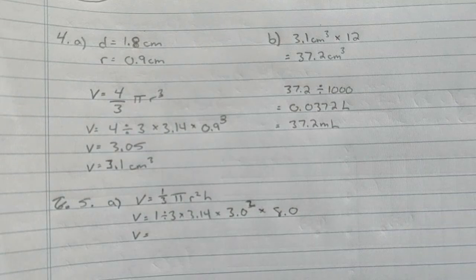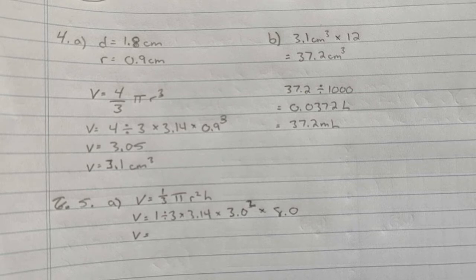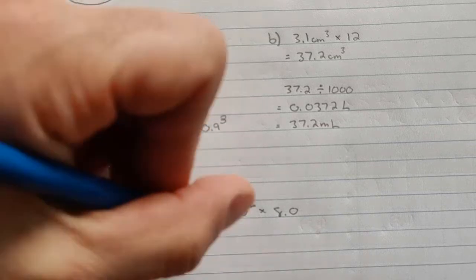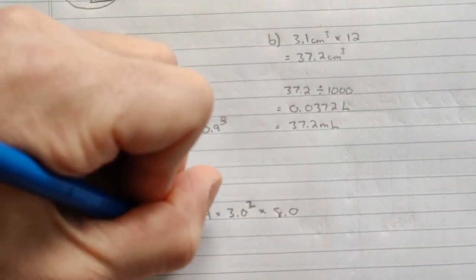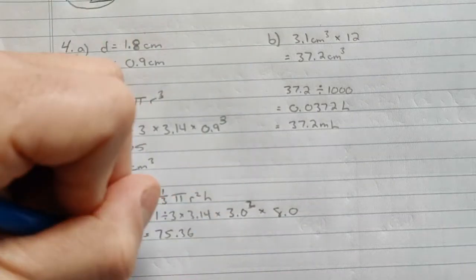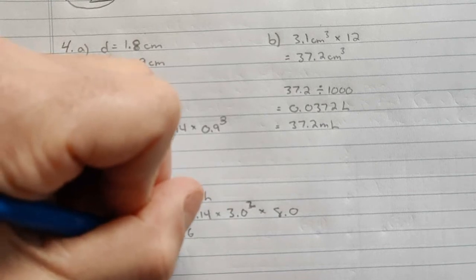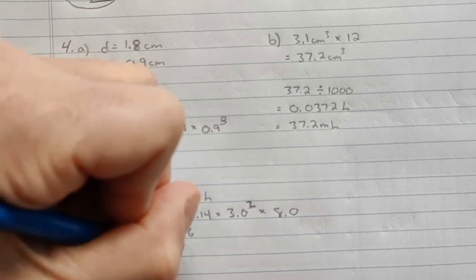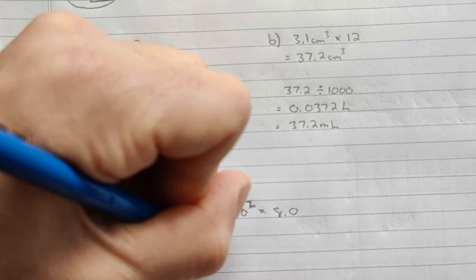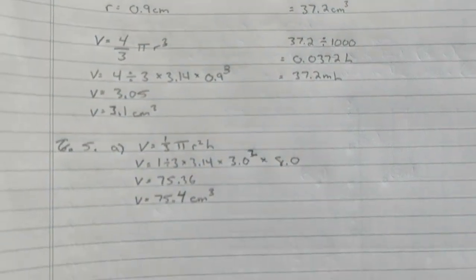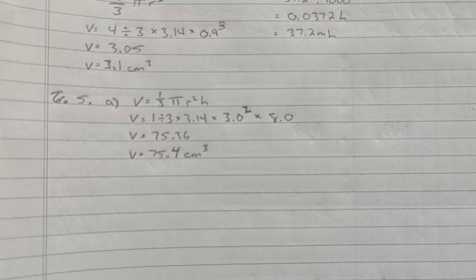And so now I'll multiply this all out and divide as needed. 1 divided by 3 times 3.14 times 3 squared times 8. That's going to give me a grand total of 75.36. And again, 1 decimal place in the question, so I'm going to put 1 decimal place in my answer: 75.4 centimeters cubed. So we get 75.4 cubic centimeters of grain that we can fit in our cone.